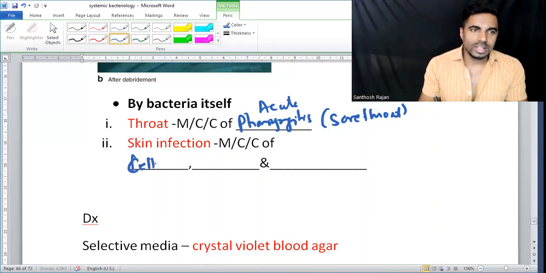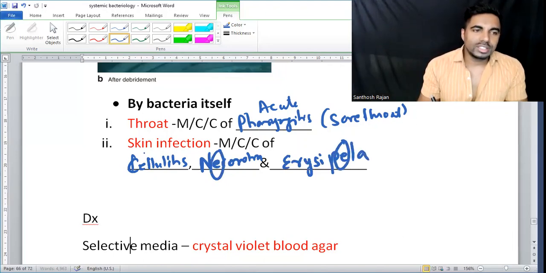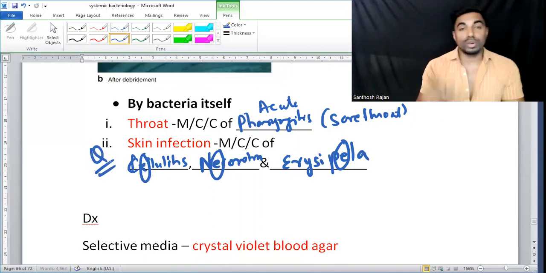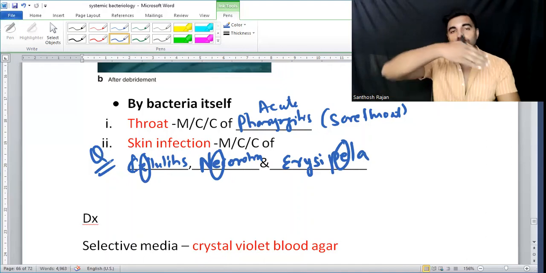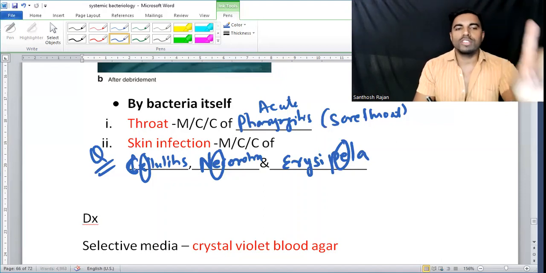Cellulitis. Yes, cellulitis. And the other one is necrotizing fasciitis. And the other one is erysipelas. Wherever there is erysipelas, necrotizing fasciitis, or cellulitis, these are caused by Streptococcus pyogenes, not Staphylococcus aureus. Staphylococcus aureus is different. These three diseases are important, they will ask you which is the most common cause of cellulitis or necrotizing fasciitis?